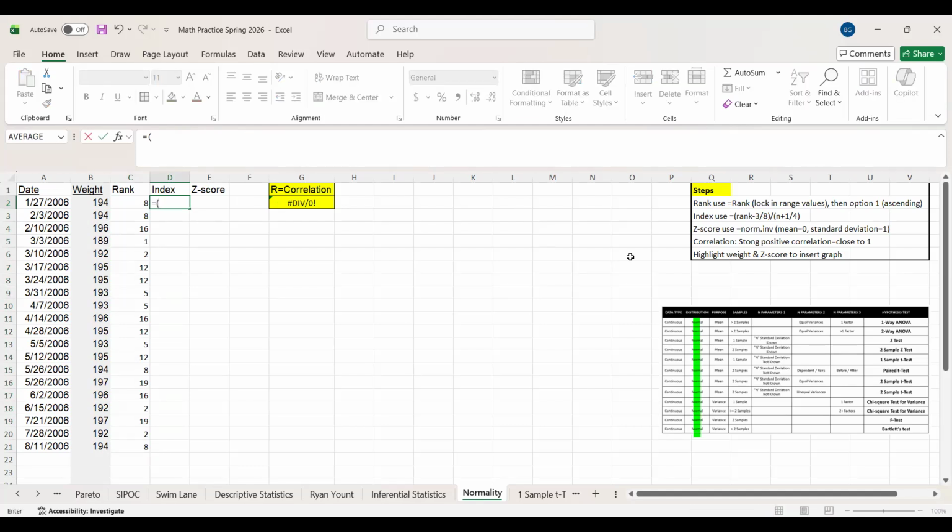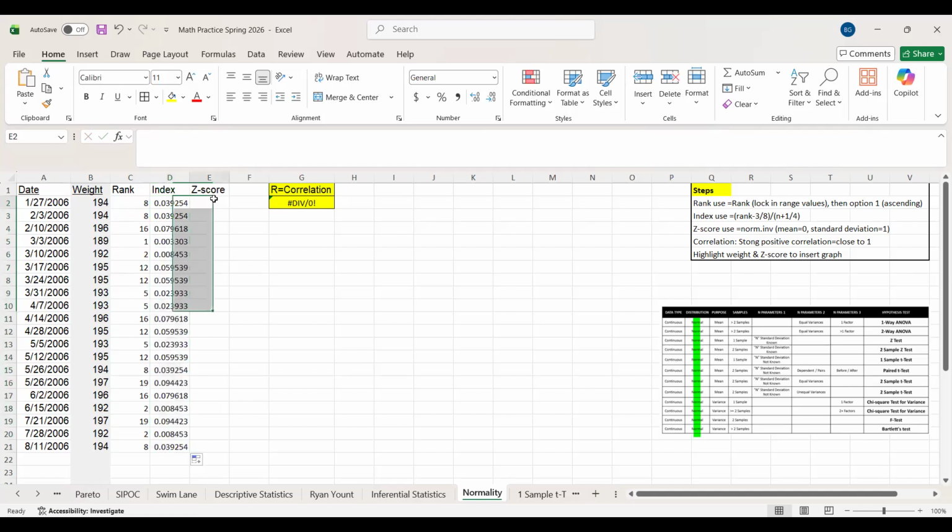Parentheses, and the first thing it's asking in this box on the right is the rank. So I'm going to use the rank I just calculated, the 8, minus sign, the fraction 3/8, and then another parentheses. And then you'll see there's a divide there, and then another parentheses. Then n is going to be the number, which is 194, plus sign, 1/4, parentheses. And I get that beautiful number. Double click that.